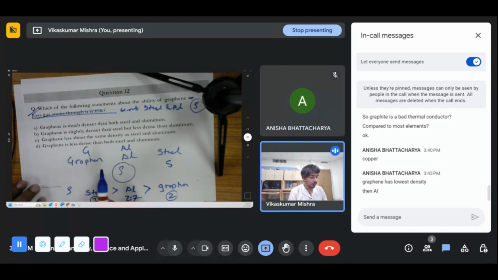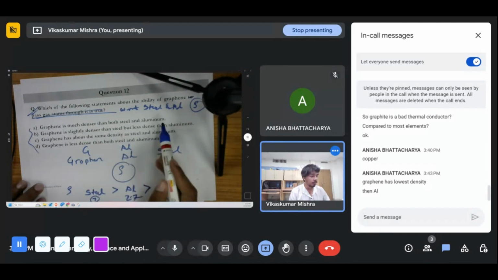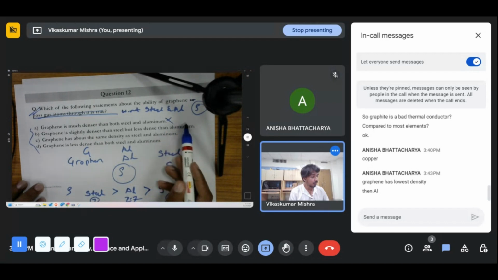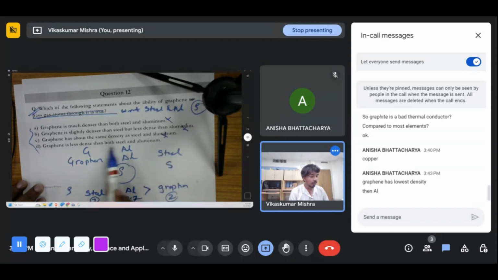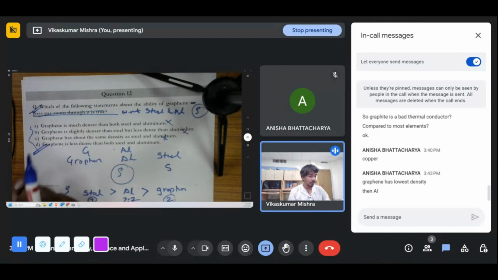But with that, the options are: graphene is much denser than both. No, incorrect. Graphene is slightly denser. No, this is also incorrect. Graphene has about the same density as. No. Graphene is less dense than both the steel and aluminum. Option D is the right answer. So with that, we have solved question number 12.